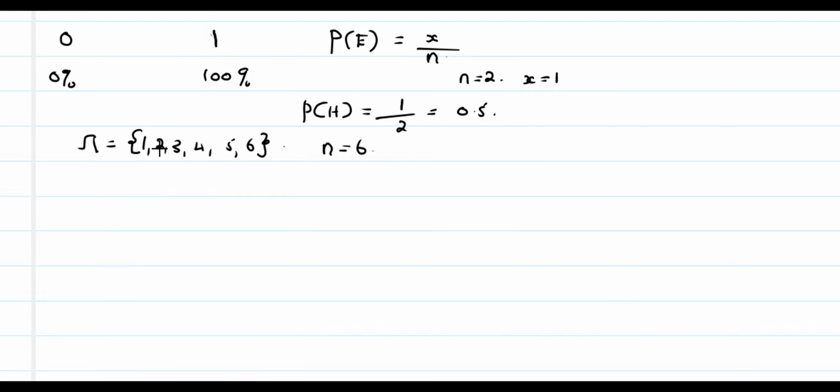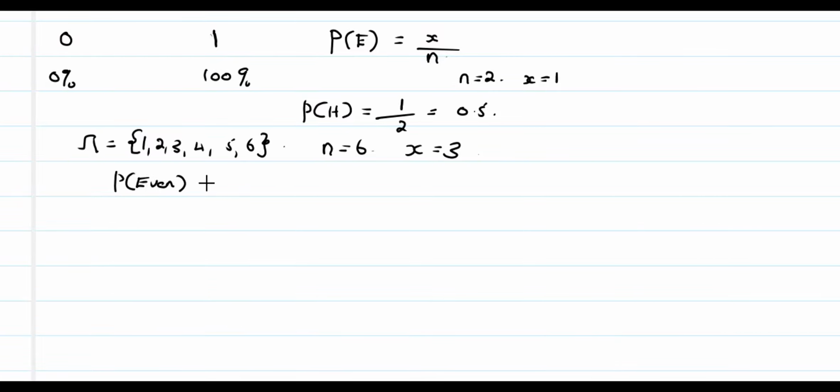2 is the first even number, then 4, then 6. So they are 1, 2, 3. So then our x will be 3 because there are 3 possible outcomes, or 3 favorable outcomes, which are even numbers, of course. So to get the probability of getting an even number, let me write it.